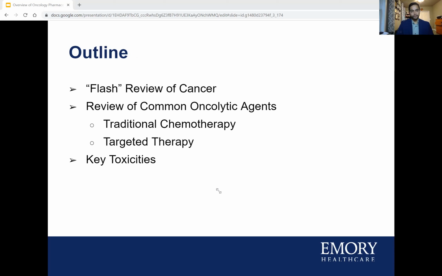So we're going to start off with a flash review of cancer, and then we're going to review our common oncolytic agents by traditional chemotherapy and then targeted therapy, and then we'll go over key toxicities.